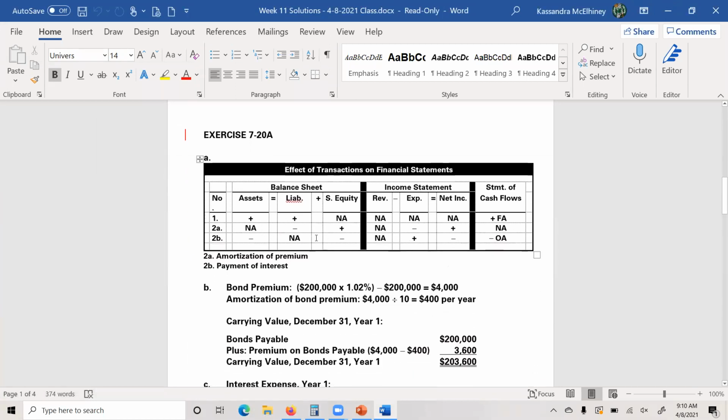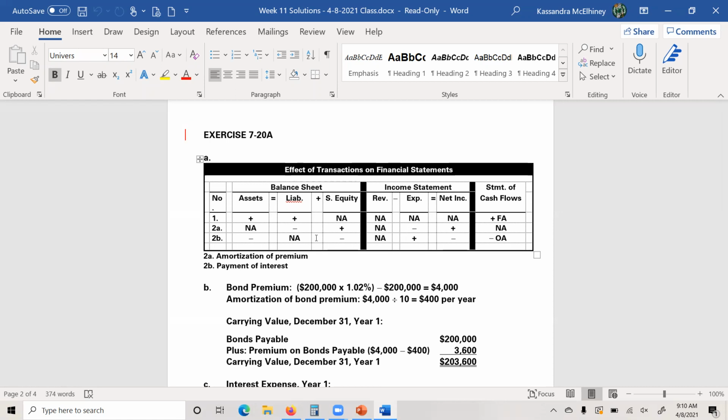Okay, so moving on to exercise 7-20, bottom of page 281, top of page 282. There are a total of 5 requirements in this problem. And what you're given in the paragraph before the requirements are that our company is Square Foot Grill Incorporated, which issues $200,000 of 10-year 6% bonds.